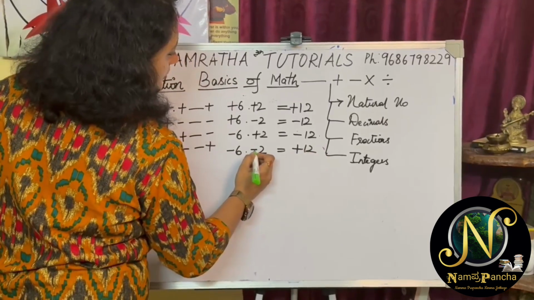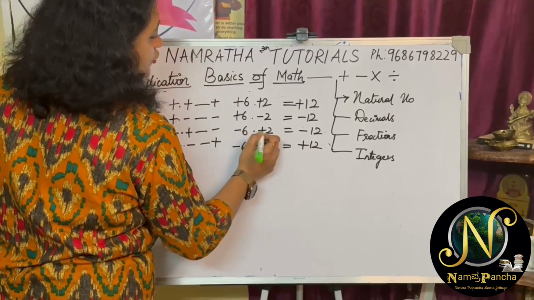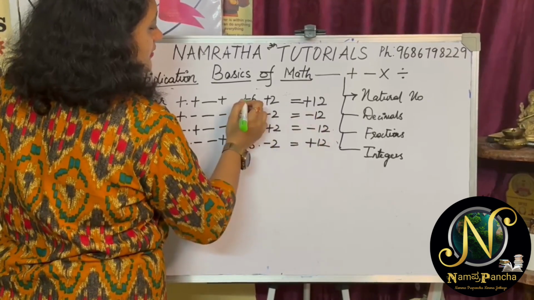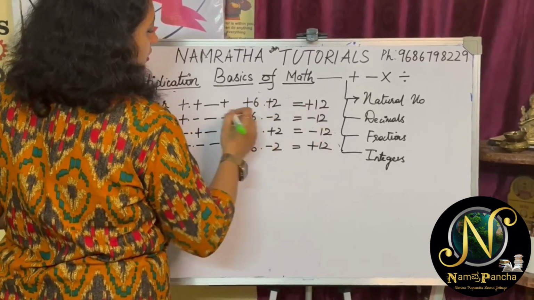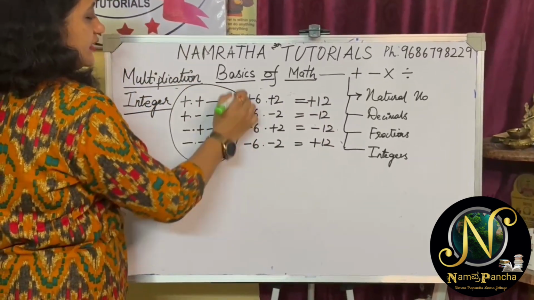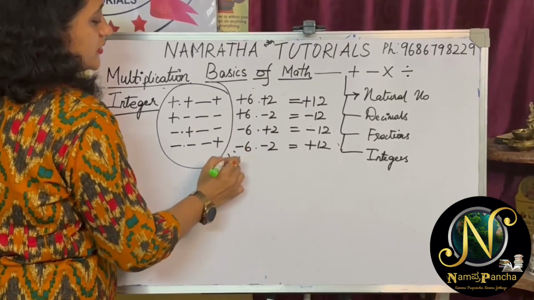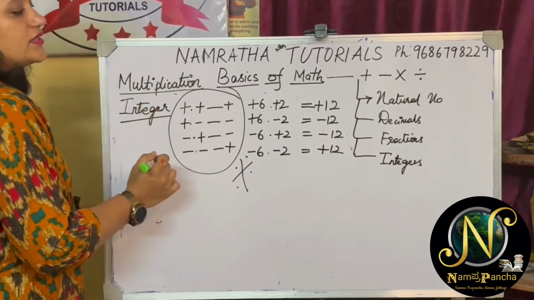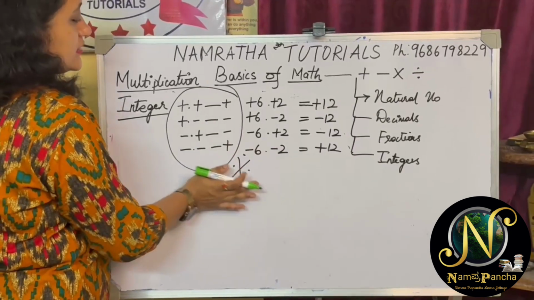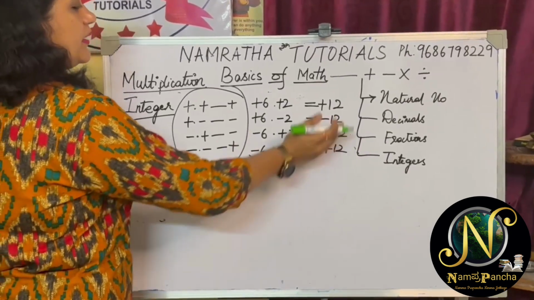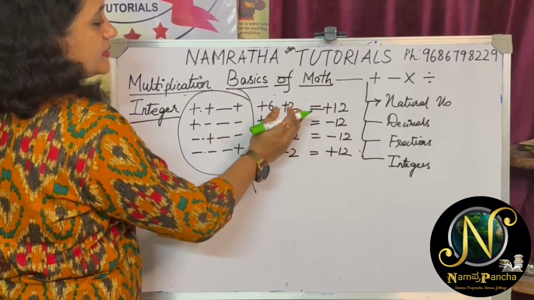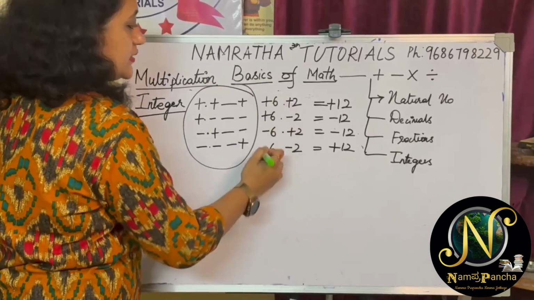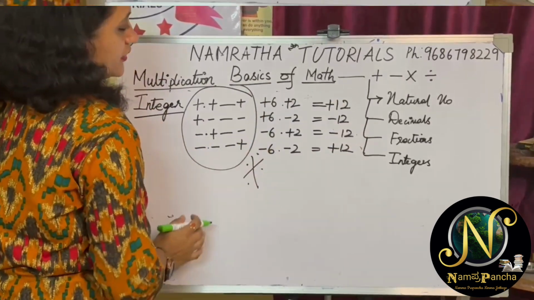So minus into minus is plus, minus into plus is minus, plus into minus is minus, plus into plus is plus. Knowing this table is very, very important because you are going to use this concept in most of the chapters in your syllabus. If you know this table very well, you can perform any operation on different numbers, especially multiplication. This concept is very important.